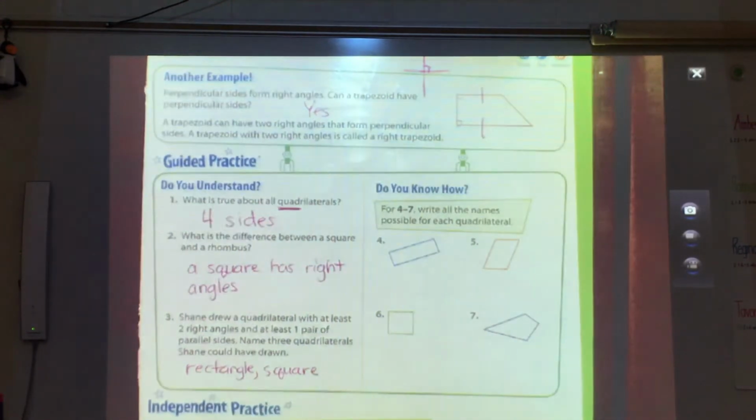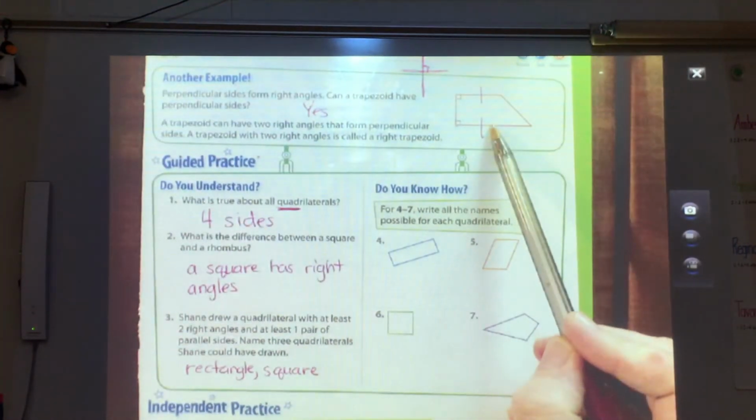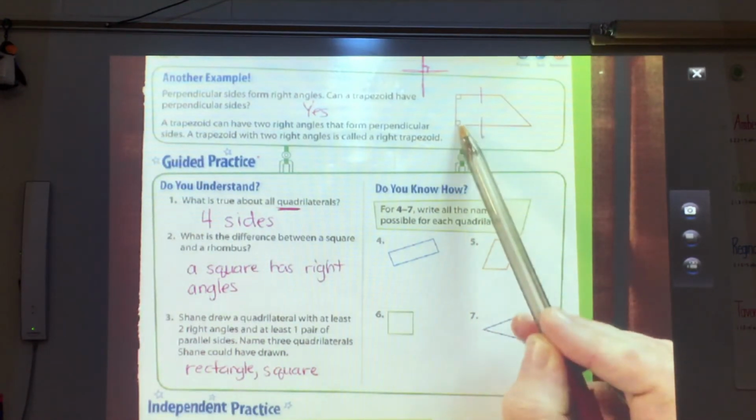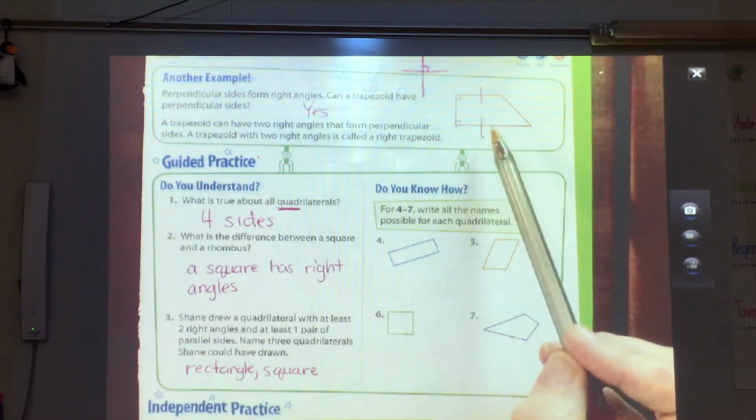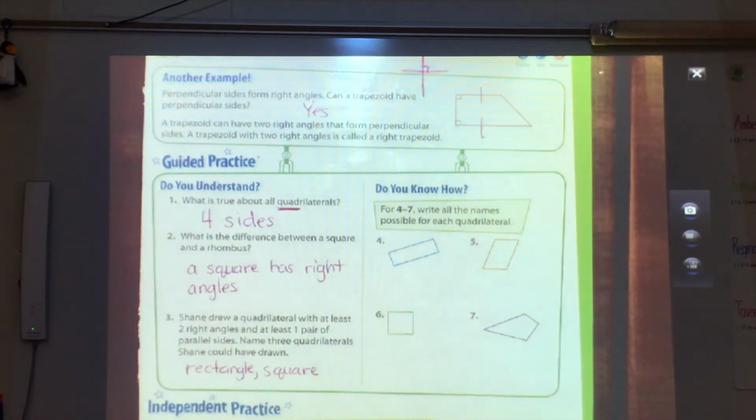And if you remember up here, we learned about the right trapezoid. So it's a quadrilateral that has 2 right angles and it has at least 1 set of parallel sides. So we're going to say a right trapezoid.